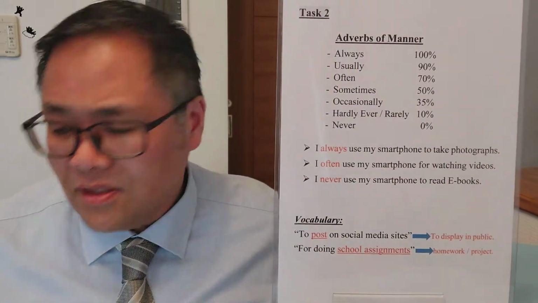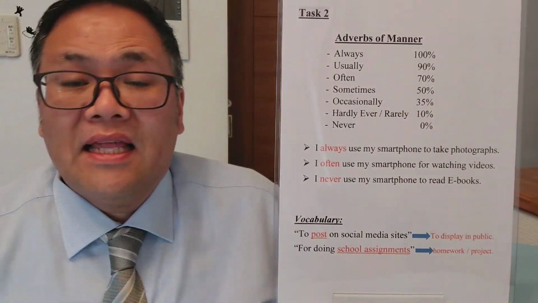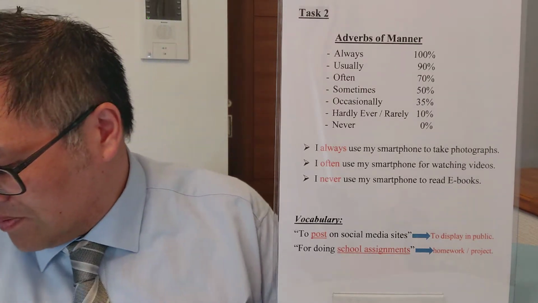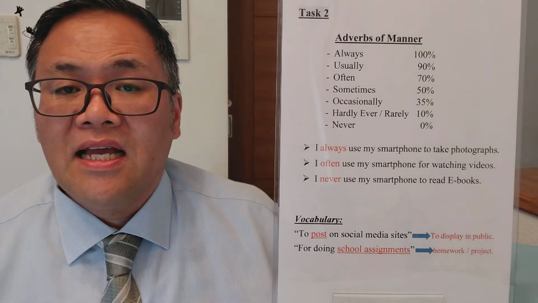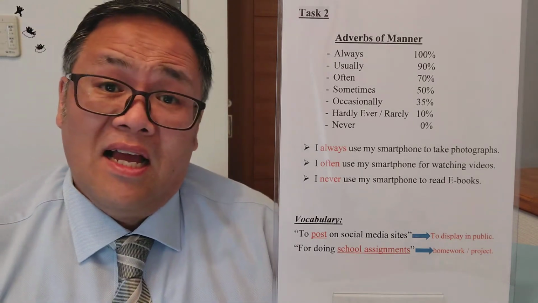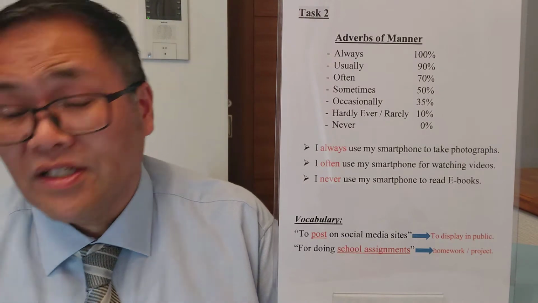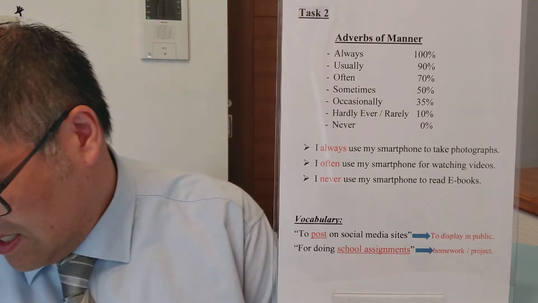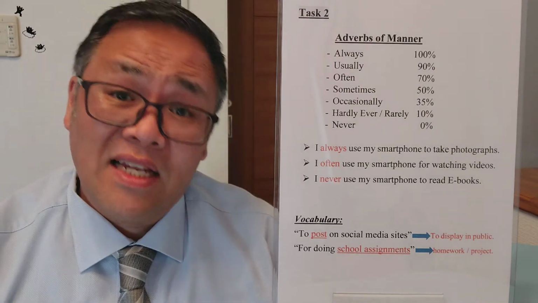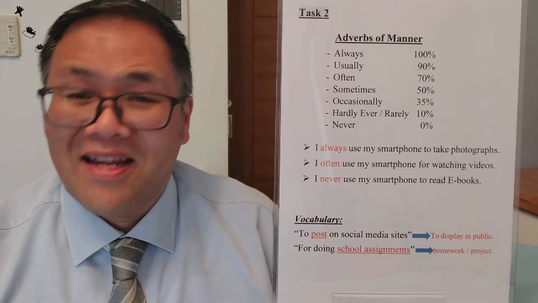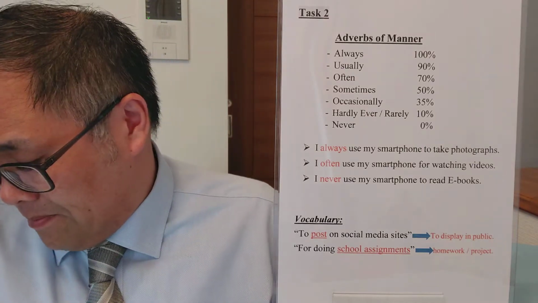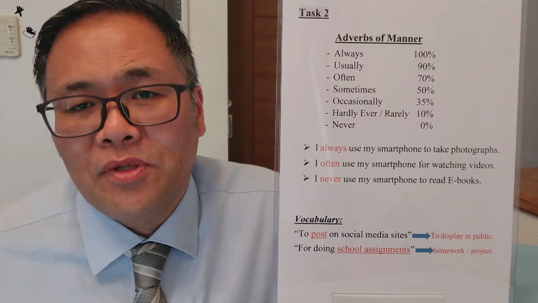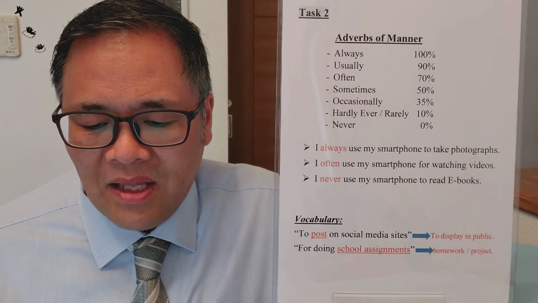Okay, now in task 2 in the actual book, they ask you how do you use your smartphone. They give you 10 examples of how you use your smartphone. For example, some people might say, I use my smartphone to send messages, for watching videos, to take photos, to post on social media sites, for doing school assignments, to send emails, to listen to music, many things. Next to those different things, they also list adverbs of manner. So let's go through these adverbs of manner.